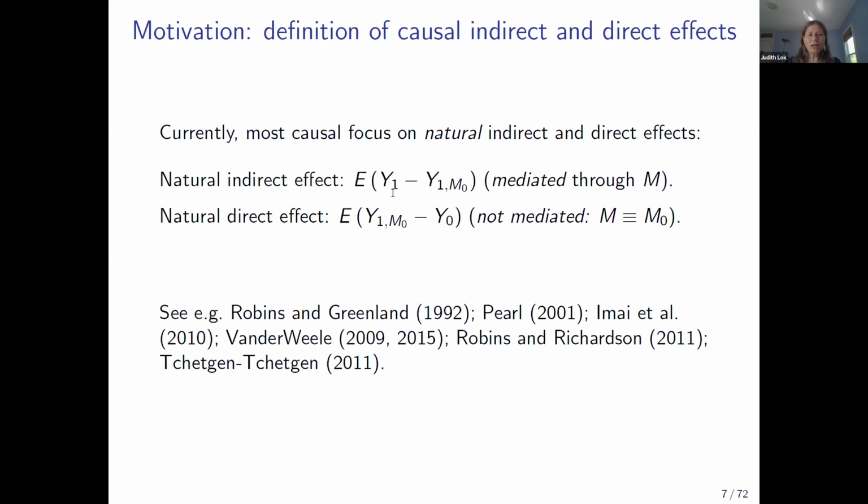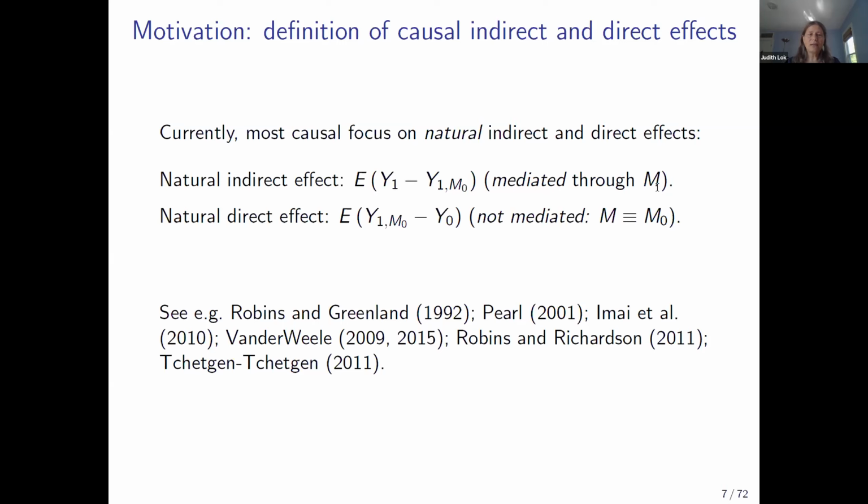We have here the outcome under treatment with the mediator at M1, because that's what happens under treatment. And here we have the outcome under treatment with the mediator set to its value without treatment. So both are under treatment. Here the mediator is set to its value without treatment, and here the mediator naturally comes at M1. So this is M1 versus M0. It's the effect that is mediated through M. It's the natural indirect effect.